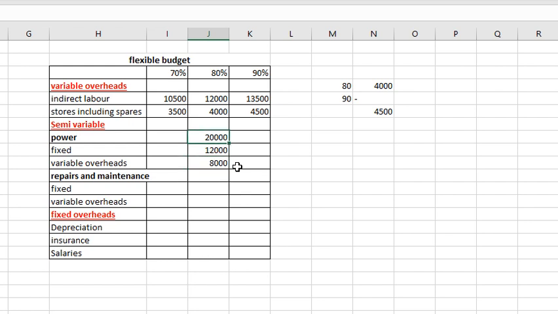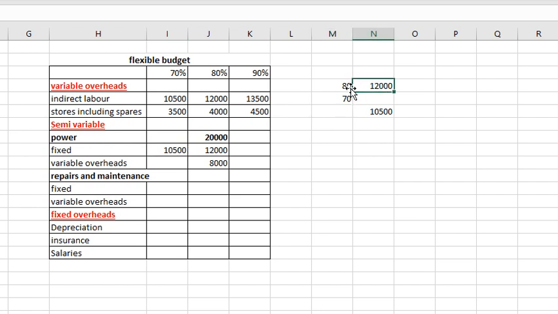Now again the cross multiplication is applicable. We need to find out for 70% what the fixed and variable overheads of power are, which is under semi-variable expenses. First we will calculate for fixed. For 80% the fixed expenses were 12,000. Then for 70% how much is it? It is 10,500. So fixed is 10,500.